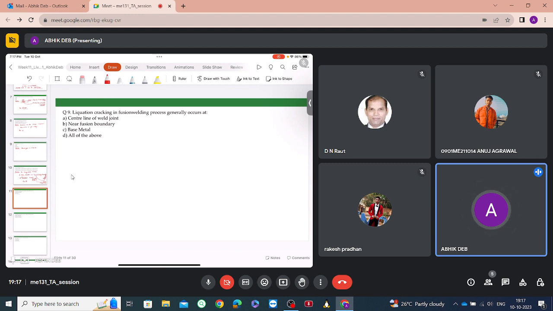See, there are two different types of cracking that we mainly consider during a weld. Suppose this is the melt pool and this is the heat affected zone. In the melt pool, solidification has happened. During solidification, if there is improper thermal expansion and contraction, then there will be cracks from the center of the melt pool. This is called solidification cracking.